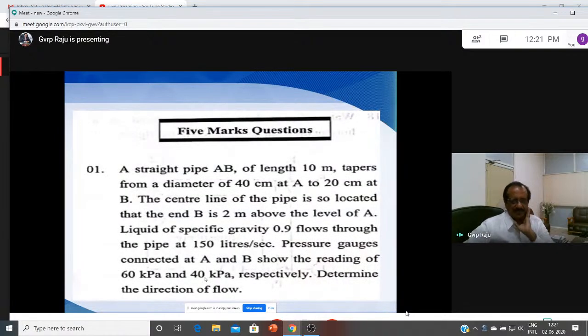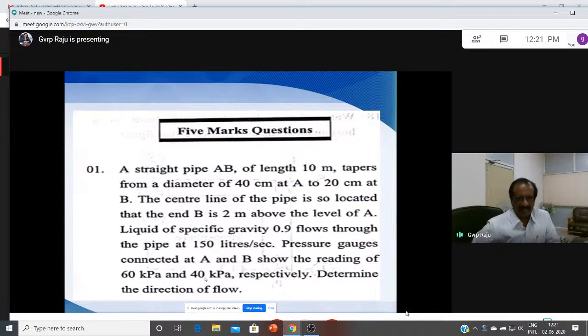Now 5 more questions. We will solve these also. A straight pipe AB of length 10 meters. Slightly lengthy, this problem, that's why. A straight pipe AB of length 10 meters tapers from a diameter of 40 centimeters at A to 20 centimeters at B. The central axis of the pipe is so located that the end B is 2 meters above the level of A. Liquid of specific gravity 0.9.